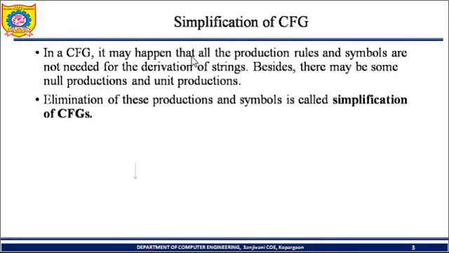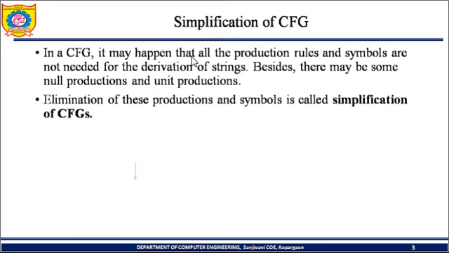So here, simplification of CFG. CFG means context free grammar. It may happen that all the production rules and symbols are not needed for the derivation of a string. Besides, there may be some null productions and unit productions. The elimination of these productions and symbols is called simplification of CFG.